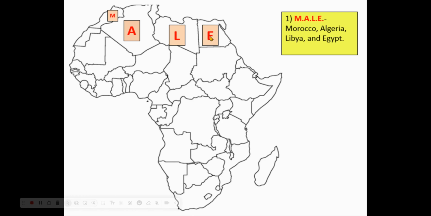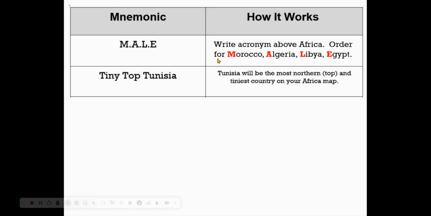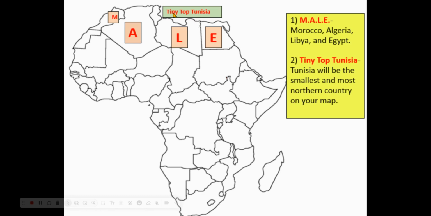Our second mnemonic device is some alliteration, and it's Tiny Top Tunisia. Tunisia will be the most northern country, or the country at the top of your map, and it's also the tiniest country on your Africa map. So if you write Tiny Top Tunisia out in the Mediterranean Sea right here, this tiny country at the top of the African continent is Tunisia. So we have MALE across North Africa, and the country at the most northern tip of the African continent, Tiny Top Tunisia, is the country of Tunisia.